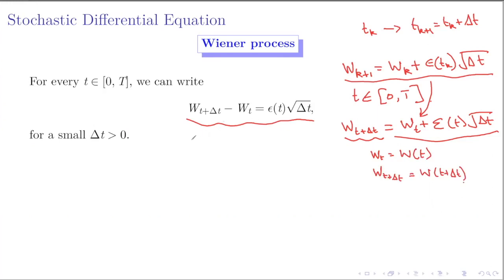Therefore, by taking delta T tending to 0, formally, without worrying about the mathematical technicalities, we can see that this expression can be symbolically written as dW, where dW is an infinitesimal change in W, is equal to epsilon t into dt, where dt is also an infinitesimal change in t, and the corresponding infinitesimal change in W is denoted by dW.